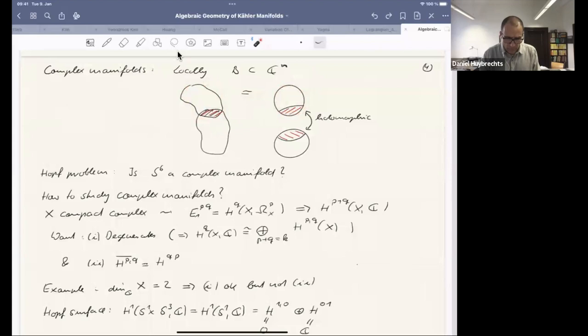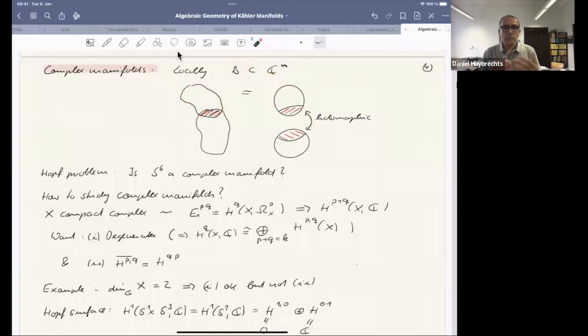And for complex manifolds, the condition is you can cover your manifold by charts. Now, you don't assume that they're biholomorphic to C^n. You only assume that they're biholomorphic to some disk, or just identified with some disk. And now you want the transition functions to be holomorphic. That's a complex manifold.